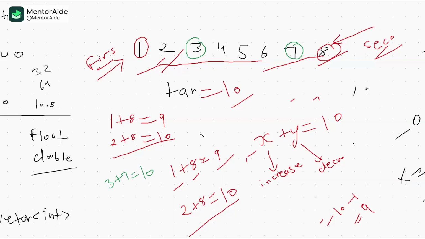Now again, since there can be more pairs, until and unless these 2 pointers touch each other, reach the same index, we are going to keep repeating the same step. So the next pointer will point to 4, 6. Now it will be what? 4 plus 6.